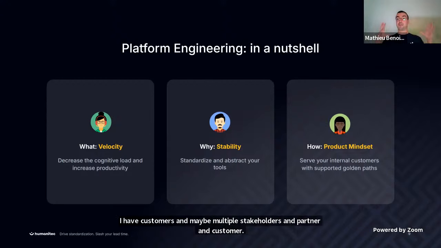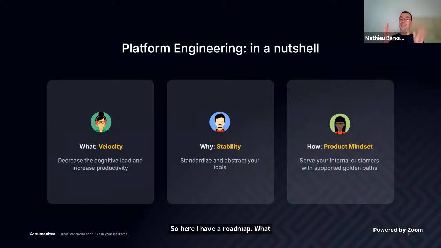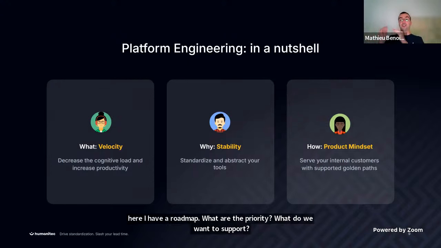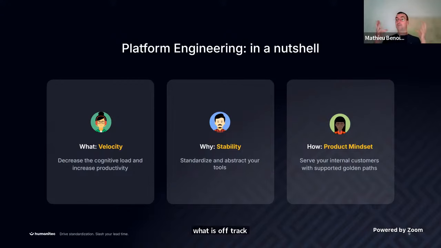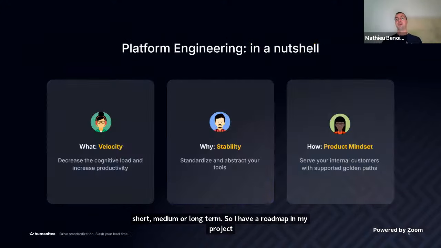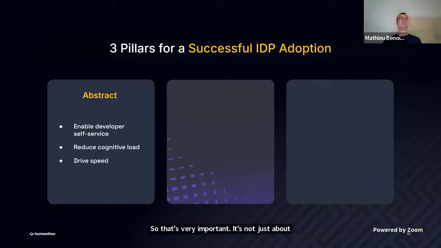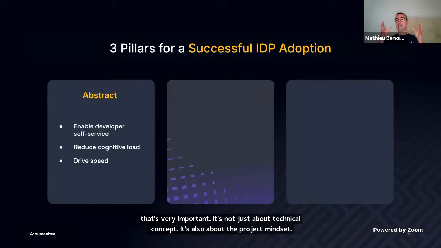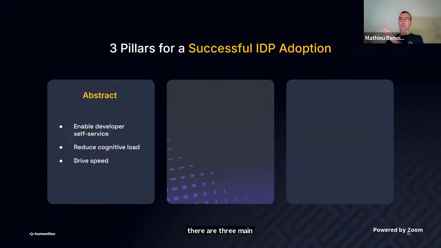So here I have a roadmap. What are the priority? What do we want to support? What is off track in short, medium, or long term? So I have a roadmap in my project. So that's very important. It's not just about technical concept. It's also about the project mindset. There are 3 main pillars in order to be successful in your IDP adoption, because having a product is good, but with this project mindset in mind, how you generate a concrete adoption, right?